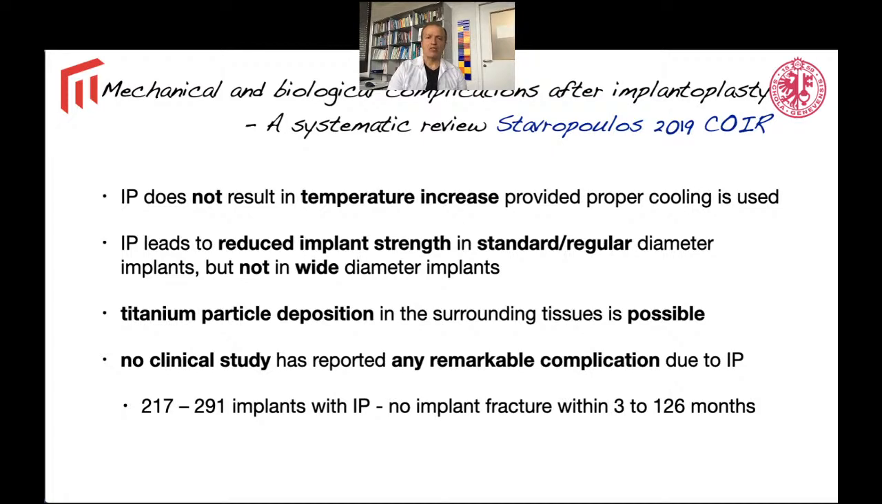However, no implant fracture has been reported. And I would say that if implant fracture was a common problem in cases of implantoplasty, that would have been published for sure. The only complication that we could identify in the systematic review was a single case of mucosal discoloration. So there was a mucosal tattoo.